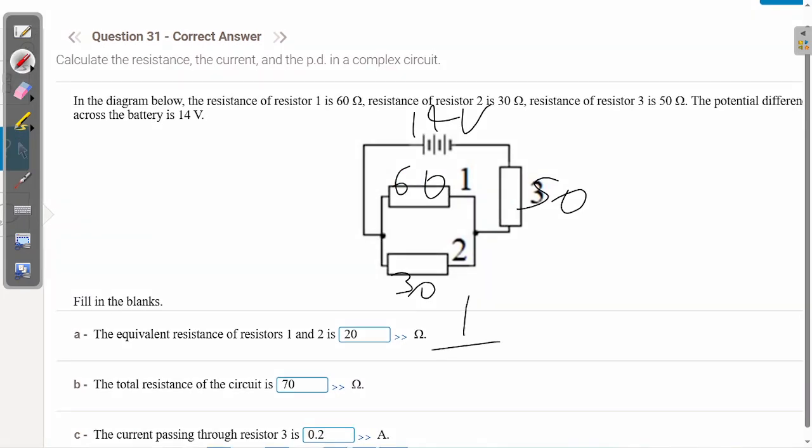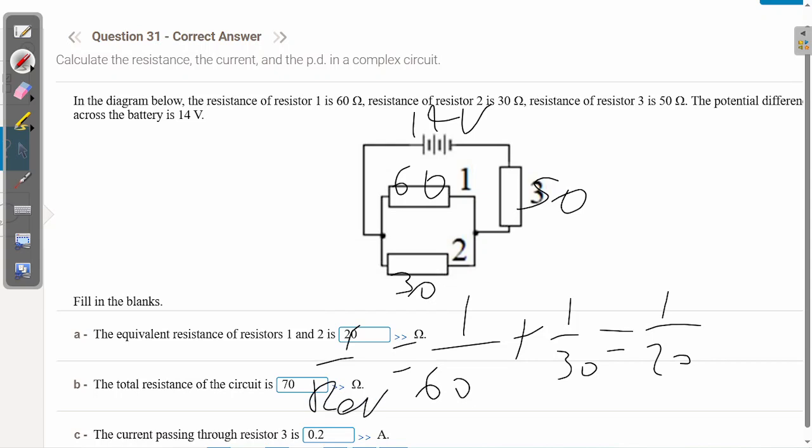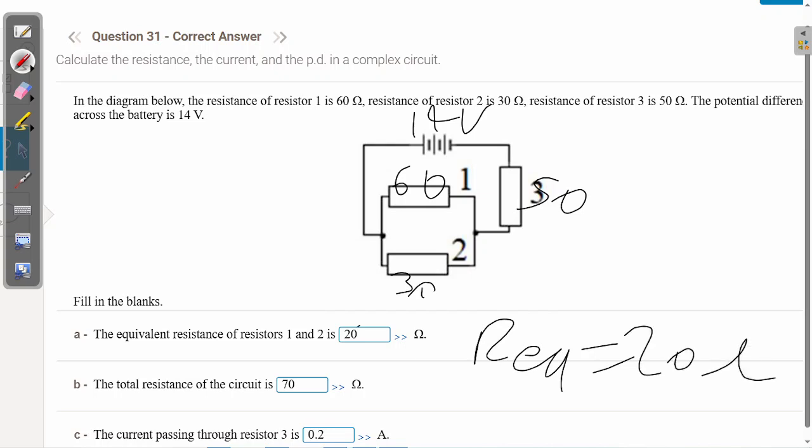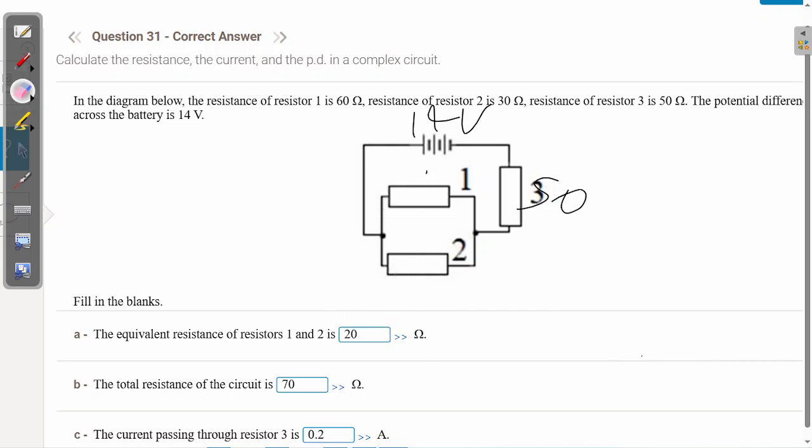It says it's parallel, so 1 over 60 plus 1 over 30 equals 1 over 20. This is equal to 1 over R equivalent. So then, R equivalent will be the reciprocal, 20 ohms. Now, total resistance. Now we act as if this is 1, okay, so this is 20. Now these two are in series, so 20 plus 50, 70.